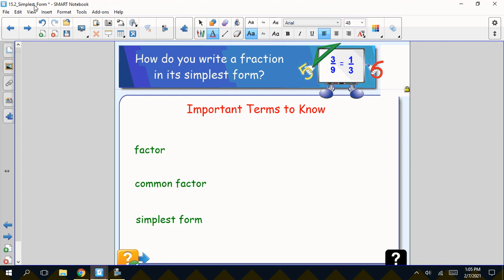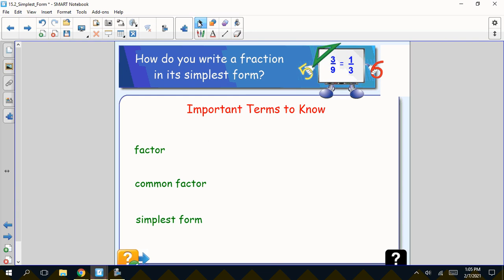Welcome, fifth graders. Today we're going to talk about simplest form. And our question that we're solving today: how do you write a fraction in its simplest form? So the first thing we need to remember or understand is what is a factor, because we're going to use factors today to help us put a fraction into simplest form.